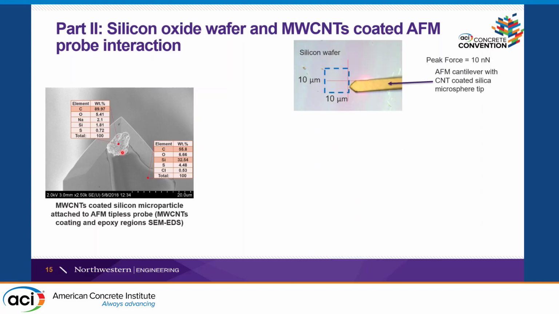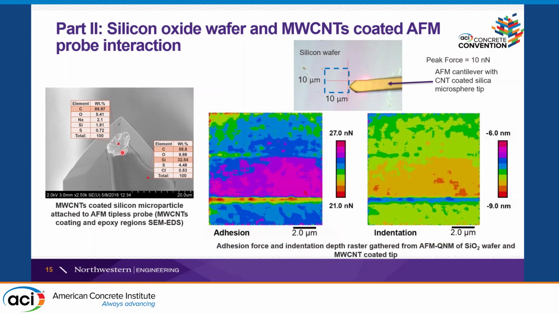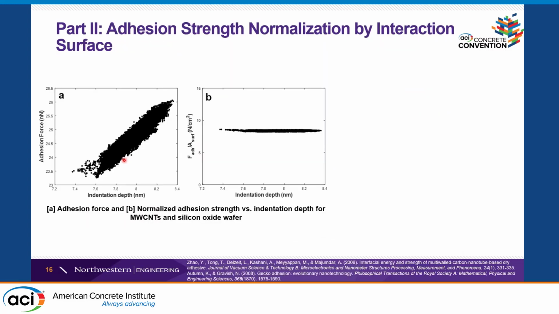The control sample is a silicon wafer, and we can get adhesion force versus indentation depth. When you have more indentation depth, you have more adhesion force, since you are increasing the area of contact of the system. This can be seen in this image, where we plot the adhesion force and indentation depth, and then I normalize the adhesion force by the area of contact, which is a function of the indentation depth.